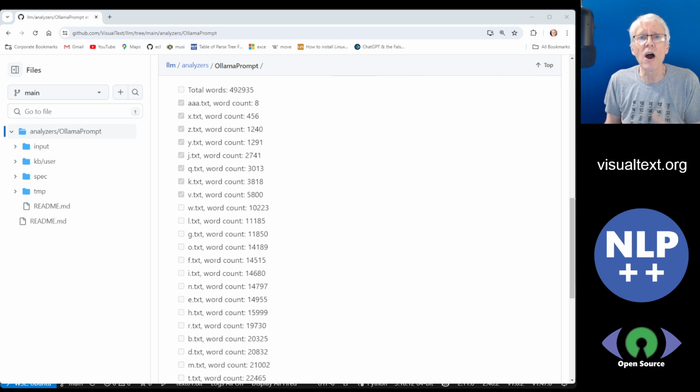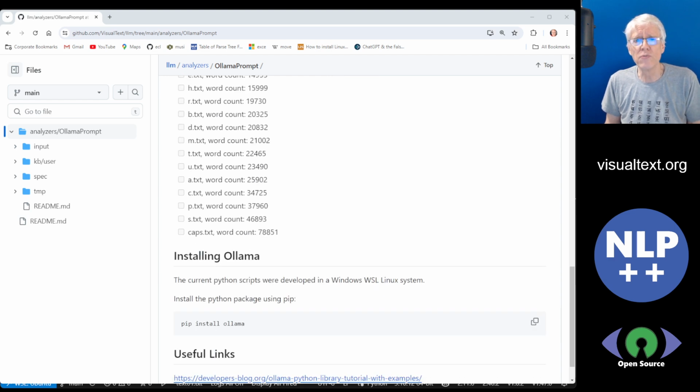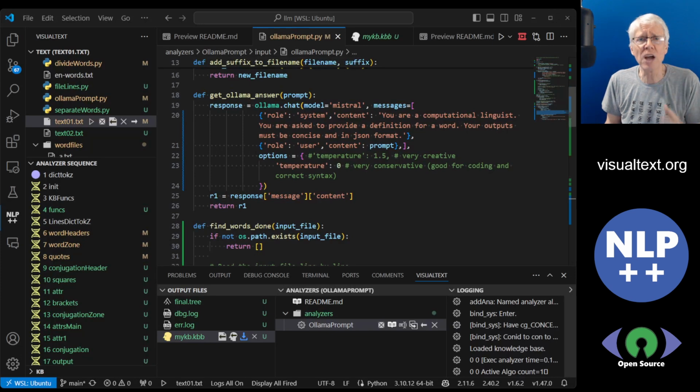I have gotten it, and our own dictionary from NLP++, our trustworthy natural language processing programming environment. And we've gotten the words, almost 500,000. We've got 456 words that start with X, all the way to almost 47,000 words that start with S. And we're going to process those. We're going to ask ChatGPT about it.